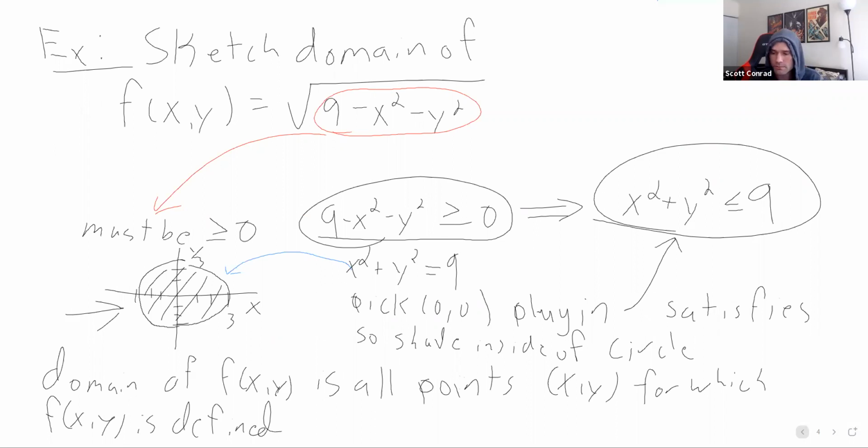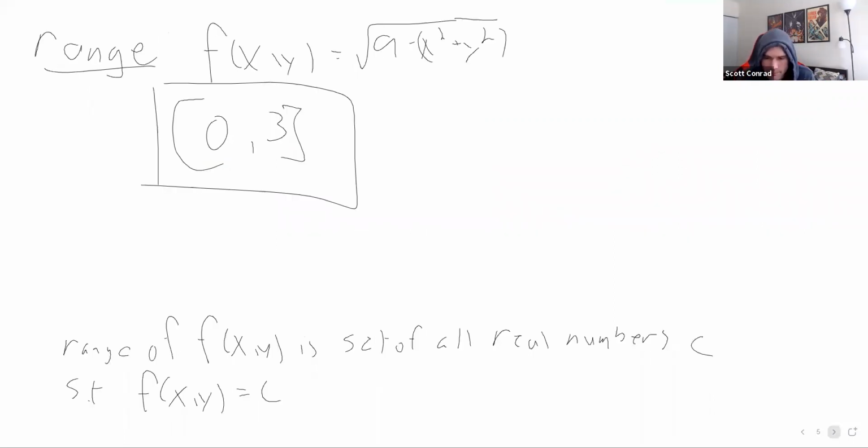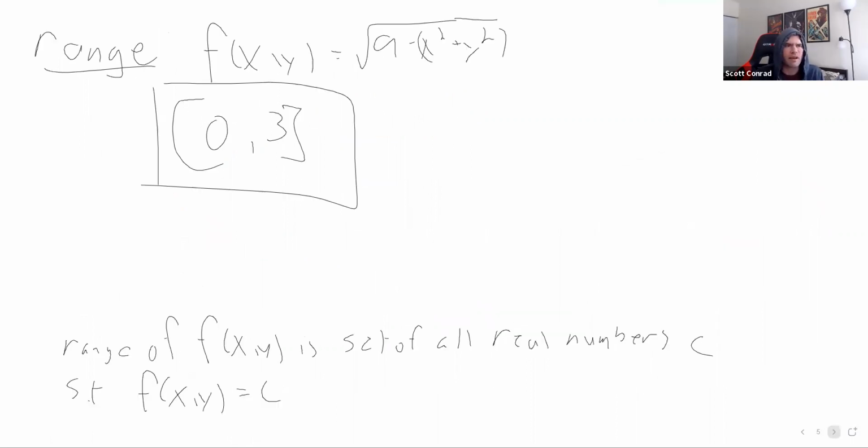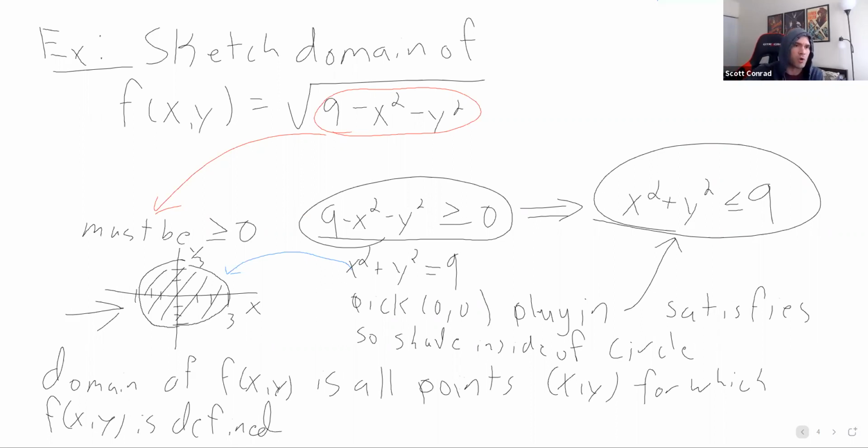So when we check, the smallest our function can be is 0, when we lie on the circle x squared plus y squared equals 9. For instance, if you input the point 3, 0, you get square root of 9 minus 3 squared minus 0 squared, which is 0. The biggest we can get is at the point 0, 0: square root of 9 minus 0 is square root of 9, which is 3. Does that make sense? Yeah, that makes sense. So you can't tell the range of a function by looking at the graph of the domain. They are two completely separate things.